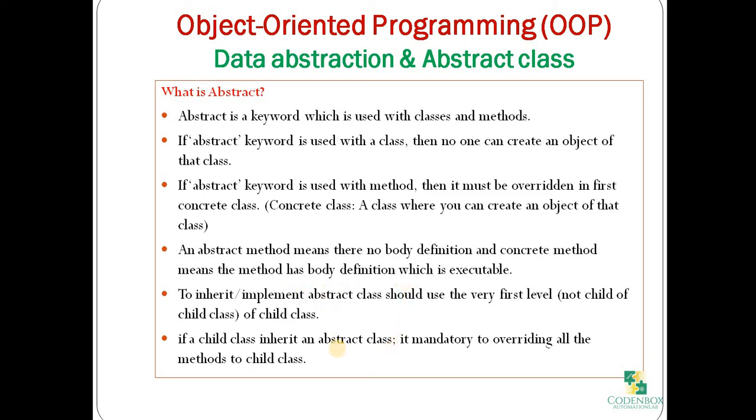So as we understand, abstract is a keyword that is used with methods and classes. If a class is abstract, it will have abstract methods and non-abstract methods. An abstract method is a method which doesn't have a body definition, and a non-abstract or concrete method will have a body definition which is executable. And an abstract class has to be implemented in a child non-abstract class. I mean, a concrete class. Okay, it's a first level concrete class, not the class of the class.